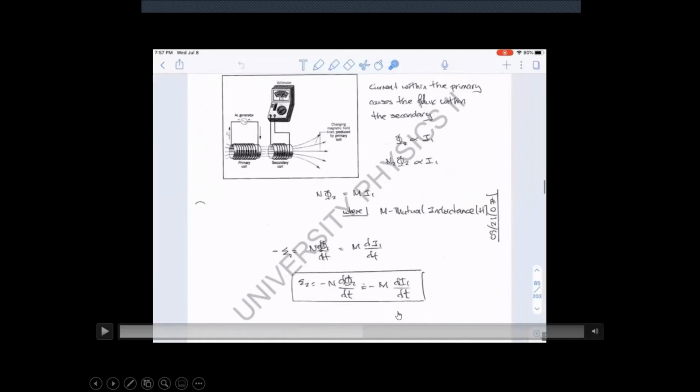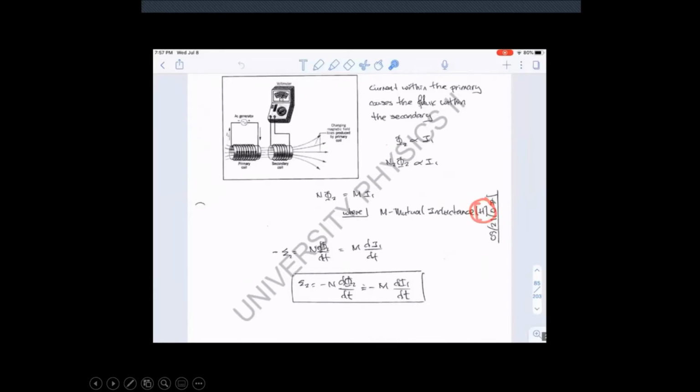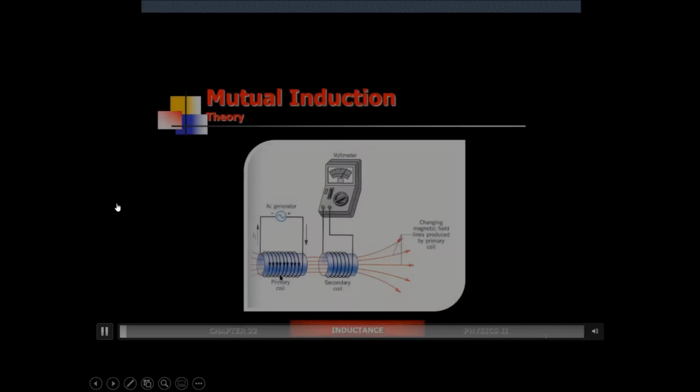All right, so we rewrite the equation. It's going to look like this. So changing current within the primary is going to cause a change in flux within the secondary. And change in flux within the secondary is going to cause an electromotive force in the secondary. That's it. All right, so that's the mutual induction.